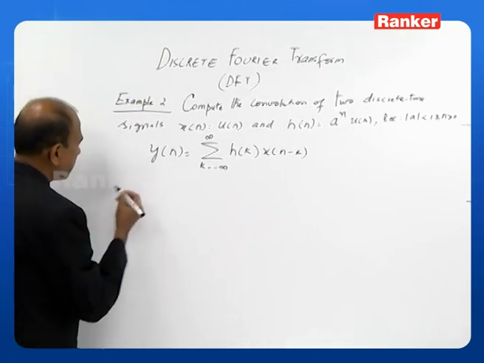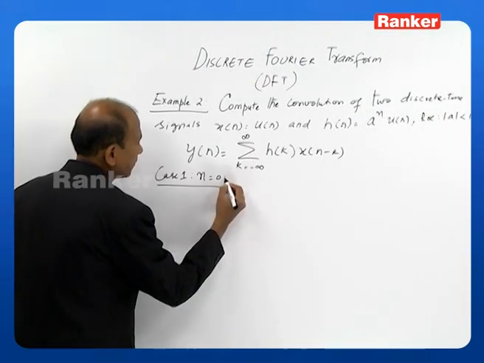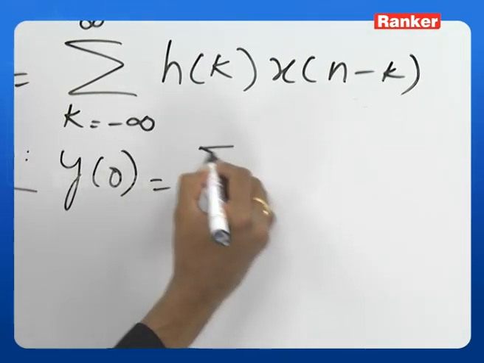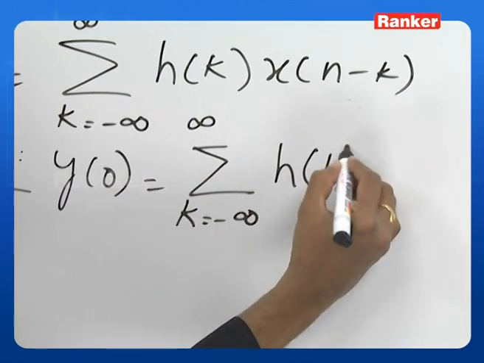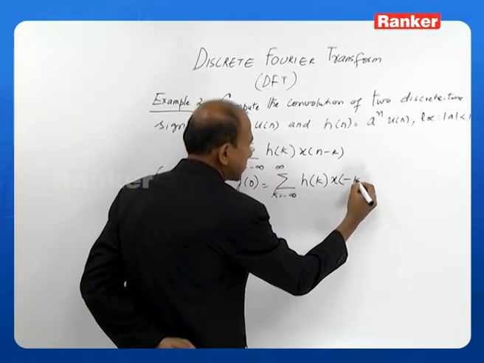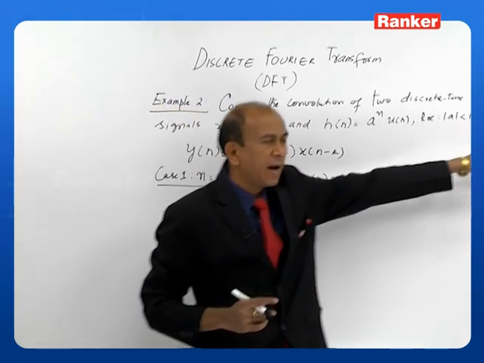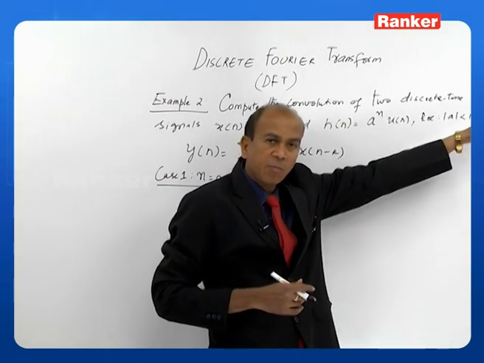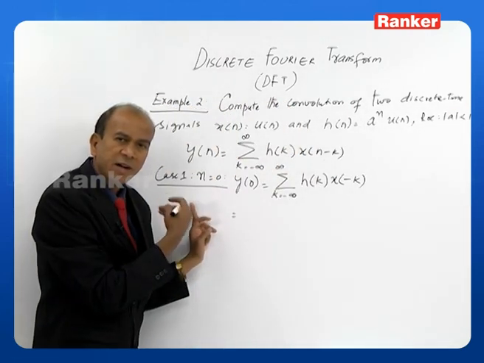So let us start with case 1, n is equal to 0. So what will y of 0 be equal to? y of 0 will be equal to the summation k equal to minus infinity to plus infinity of h of k x of 0 minus k, so this will be x of minus k. Let us write down these values. As this is a right-handed sequence, I am starting from n is equal to 0. If there were a left-handed part with some discrete points available, then we should start from that. That's the reason why we are starting from n is equal to 0.